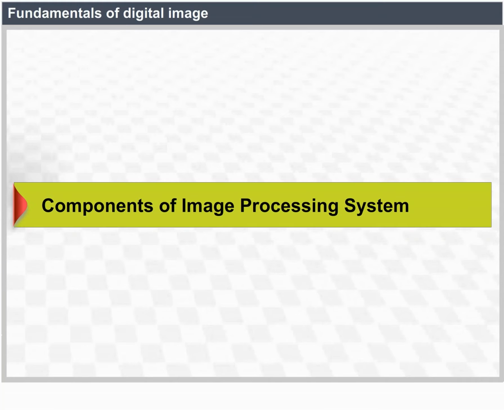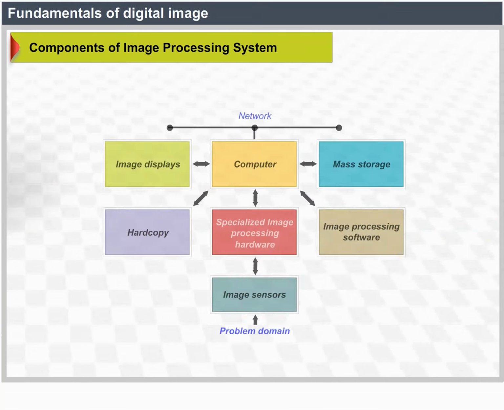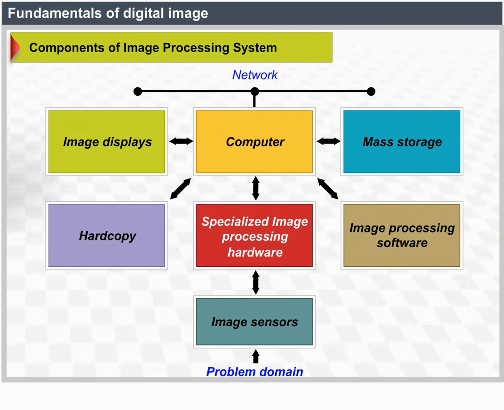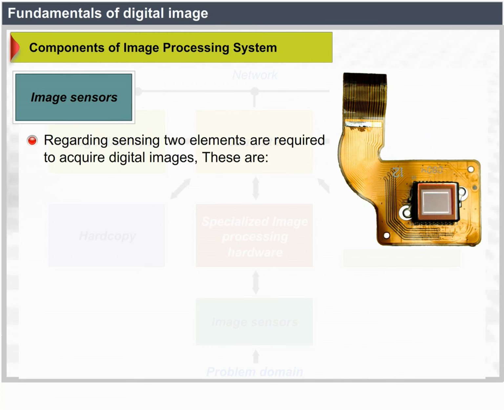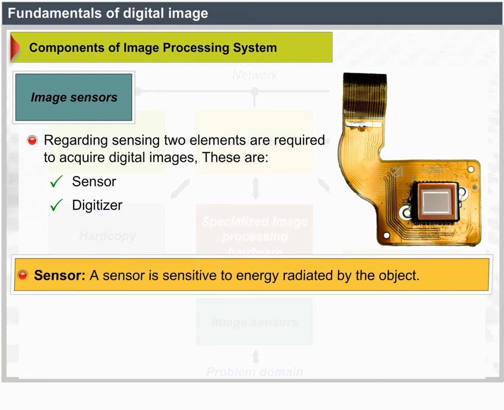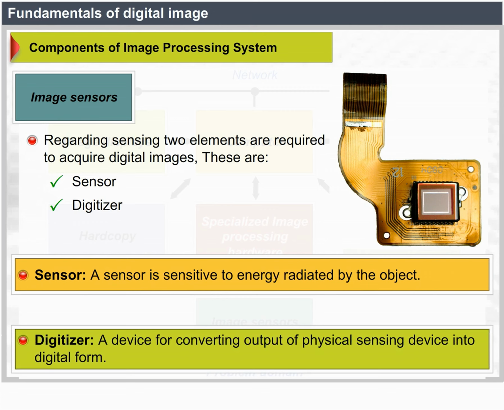Components of image processing system. Please view the diagram. Image sensor. With reference to sensing, two elements are required to acquire digital images. These are sensor and digitizer. Sensor, a sensor that is sensitive to energy radiated by the object. Digitizer is a device for converting output of physical sensing device to digital forms.